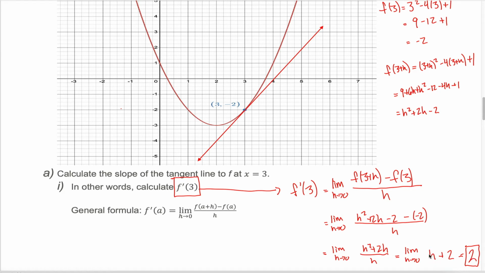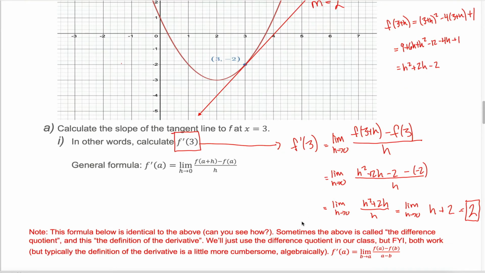The limit equals 2. Because the limit as h approaches 0 of this expression equals 2, and this expression represents the slope of the tangent line to this function f at x equals 3, that tells us that the slope of this tangent line is equal to 2.